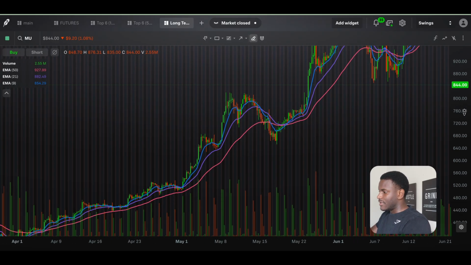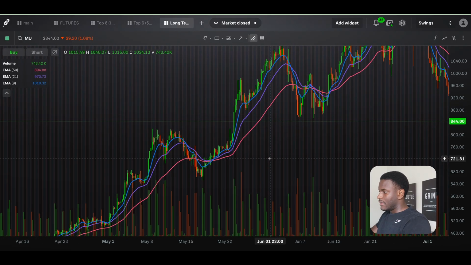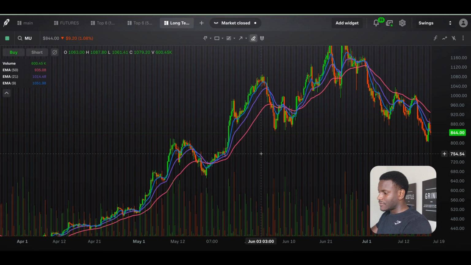Even right here, big consolidation zone, you have your entry right here, wait for a break above this price. You could get in right here and then have your stop loss somewhere over here. The same thing. Basically, all you're trying to do is take advantage of this big uptrend that we've been having in Micron.